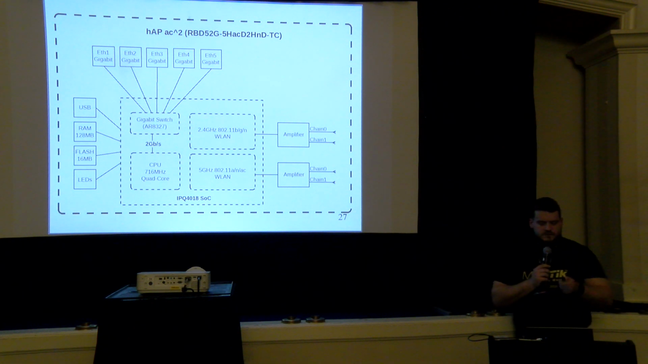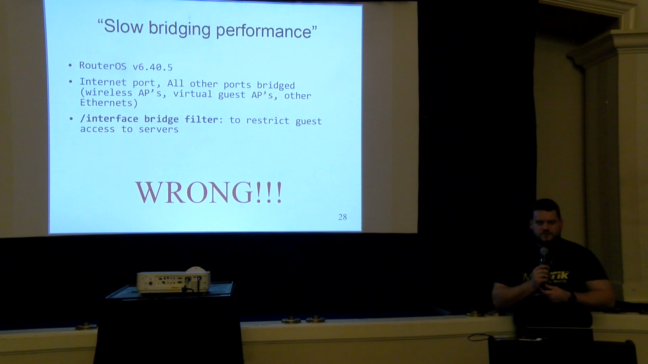And of course, Mike jumps right in. He gets the default RouterOS that was on the device, 6.40.5. He creates a bridge. So he bridges all the Ethernet ports with all the wireless ports, with all the virtual wireless ports for the guests. And then he's ready to apply bridge filters to isolate his guests from his servers, so that guests can only go to the internet. So, yeah, sorry. And this is wrong.